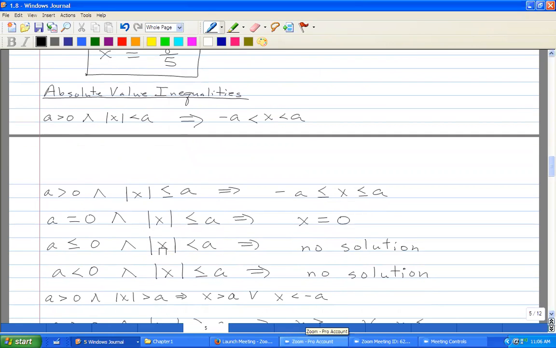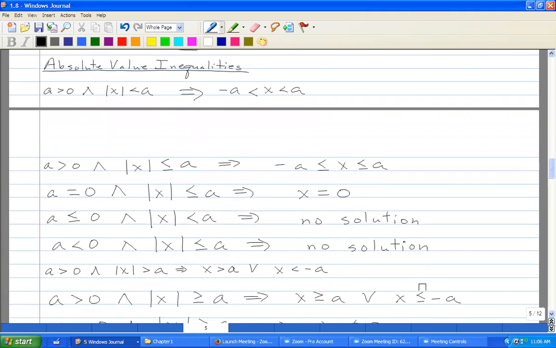If the absolute value of x is less than a, where a is non-positive, well, then there's no solution, because you can't have an absolute value that is less than a negative. If a is less than 0, then the absolute value of x being less than or equal to a implies again that the absolute value is negative, and that's impossible. So this has no solution. So that's how to deal with the less thans or less than or equal to's.